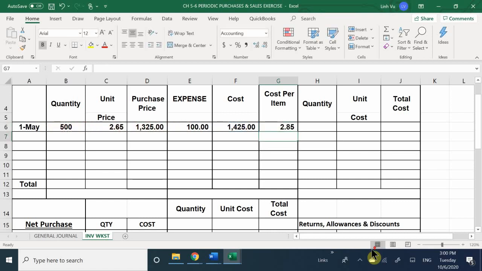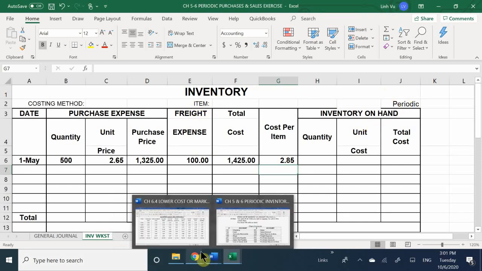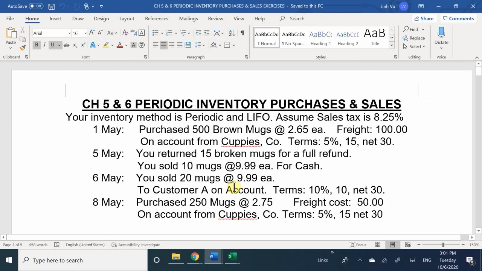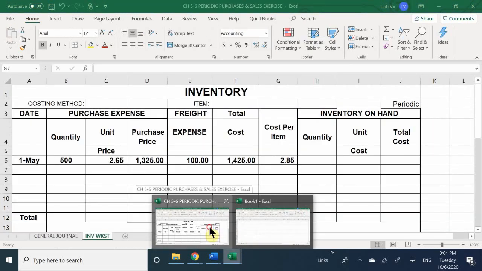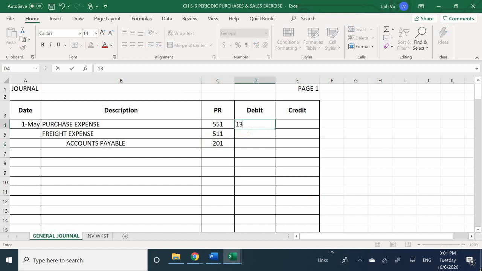Okay, so we know that our tracking method was periodic. What was my costing method? Do we know what that was? The last in, first out. Perfect. Just as a refresher, we're doing last in, first out. Now that we solved everything in my inventory worksheet, I can apply it to my journal. I know my total cost is going to be $1,425. My cost for purchase expense is going to be $1,325 with my $100 freight. So $1,325 and $100 should equal $1,425.